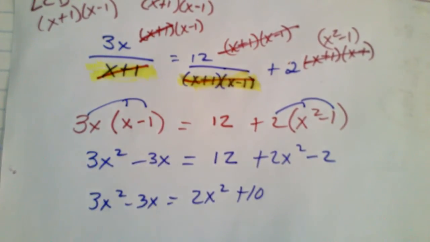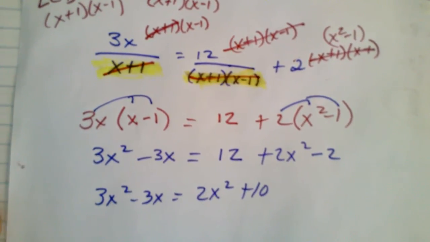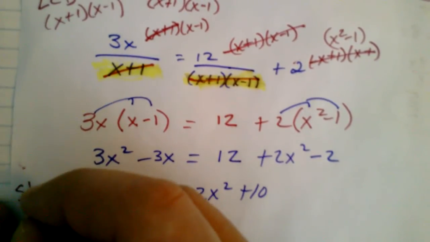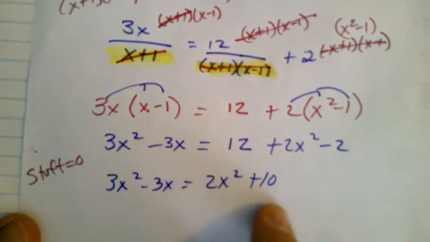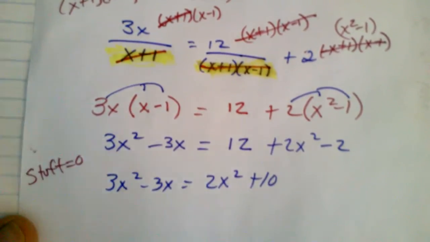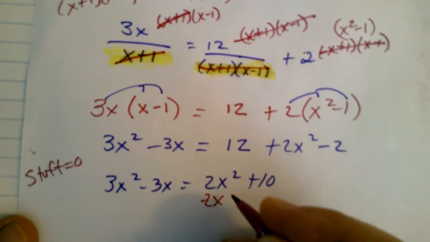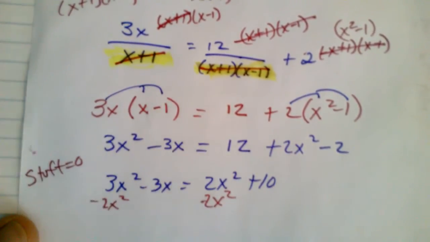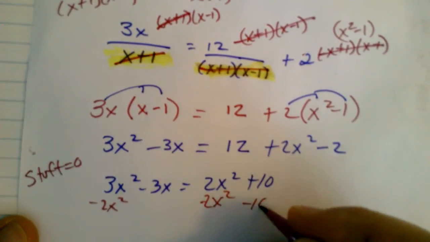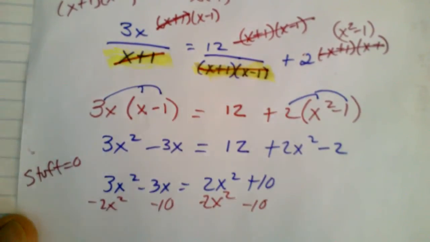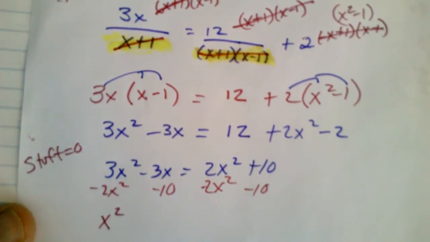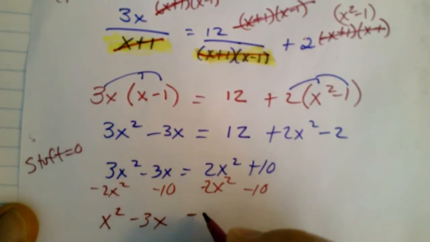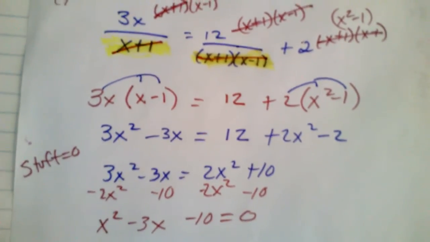Now, it's been a long time since we did this. We want to solve a quadratic. When we solve quadratics, we get our stuff equal to 0. So we want to put these guys on the same side. We want to move this guy over using subtraction. And we want to subtract this 10 over. So 3x squared minus 2x squared is x squared. We get a negative 3x and a negative 10 equals 0.